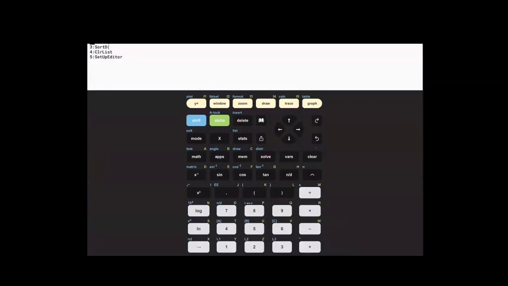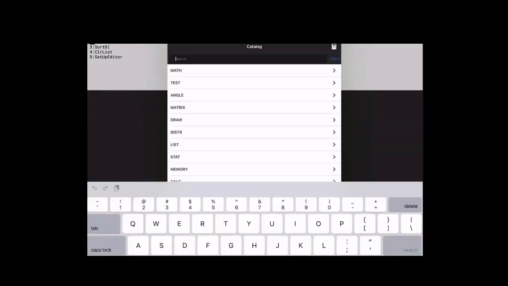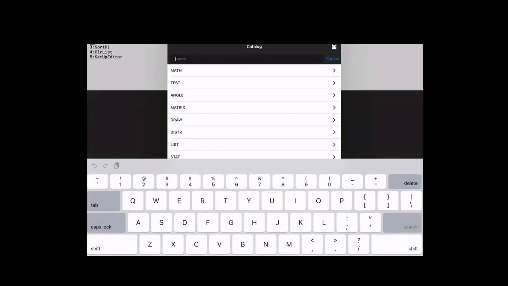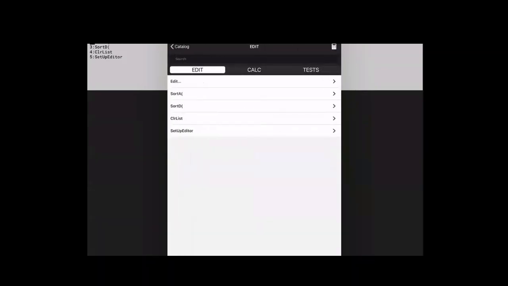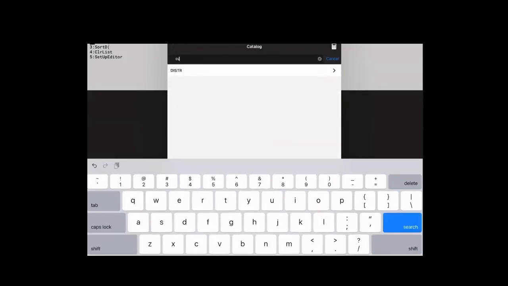To turn diagnostics on, there's a button above the 0 button that says catalog. So you hit the second or shift button, and then you go to catalog. Inside here, you type in diagnostics and there'll be one that says diagnostics on.